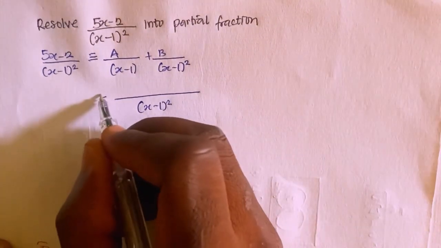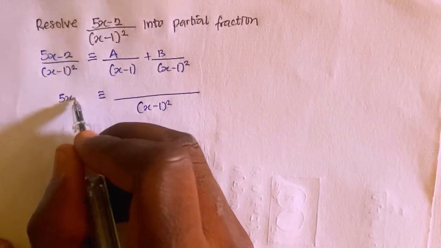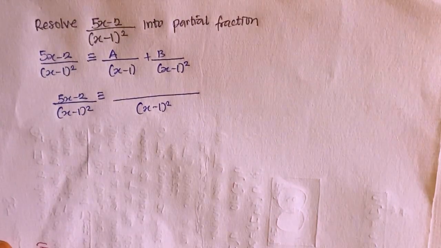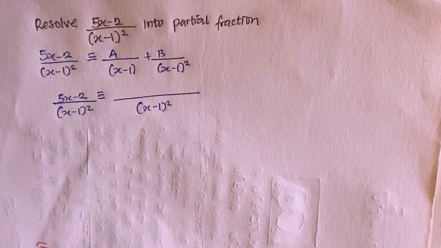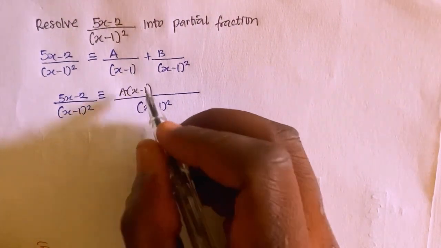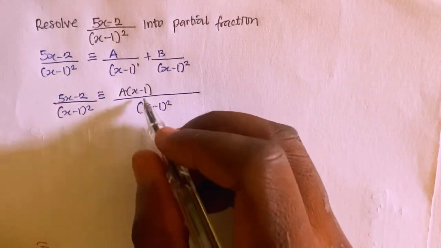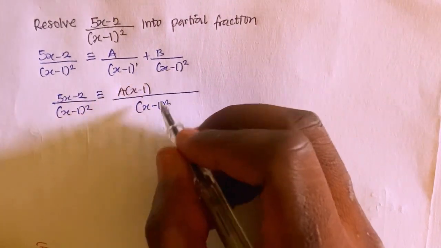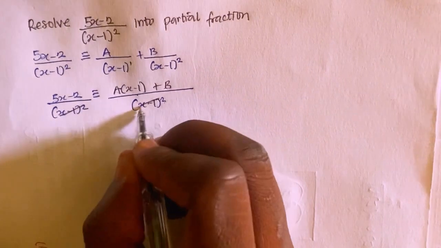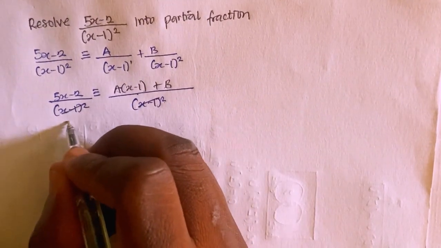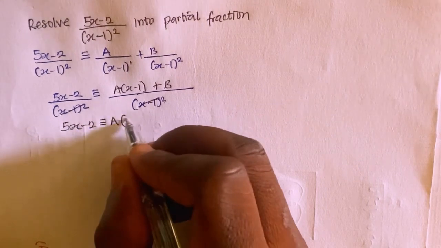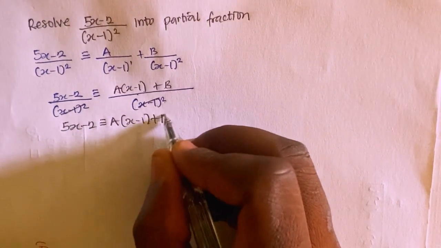So here I'm going to have it equivalent to (5x - 2) divided by (x - 1) all squared. Finding the LCM, I'm going to have A into bracket (x - 1), since this one is power of 1 and 2, so it's going to remain 1. Then this cancels this, I'm going to have plus B, so that this can cancel this out. I'm going to have 5x - 2 equivalent to A(x - 1) plus B.